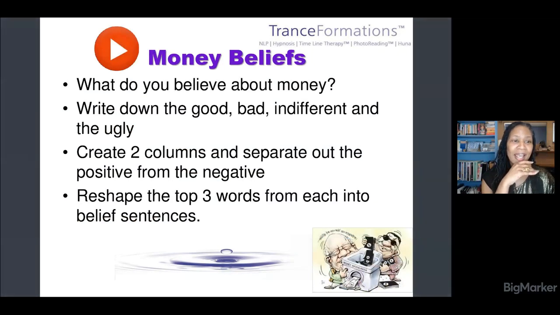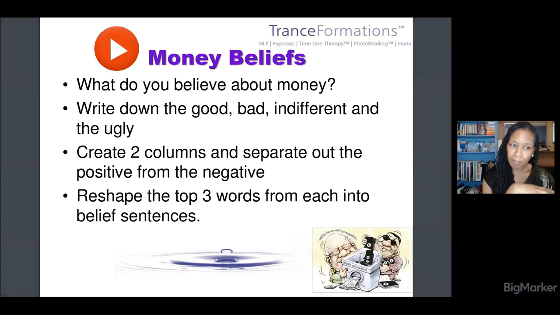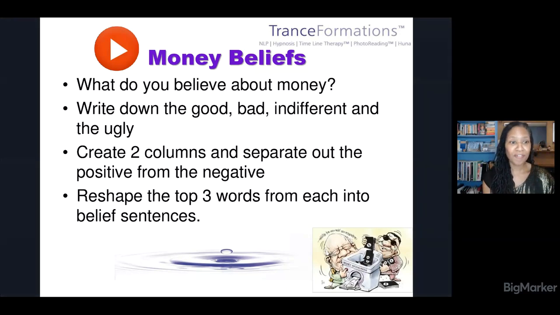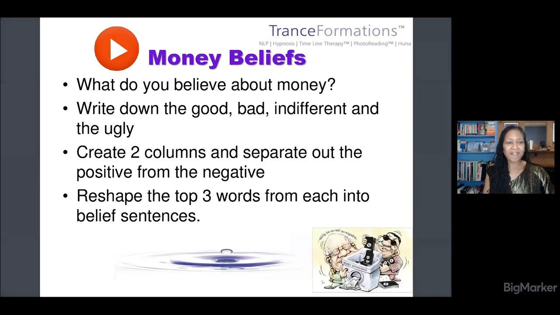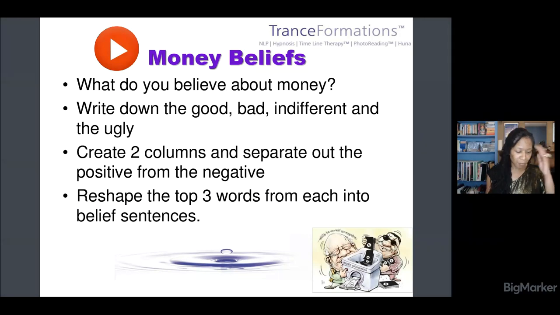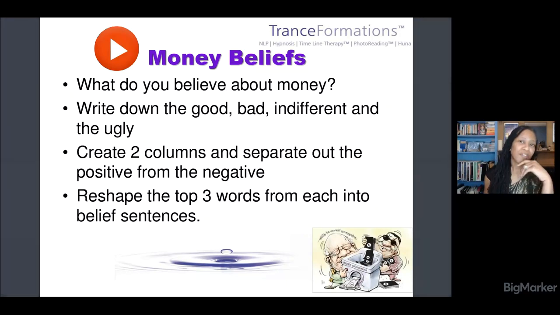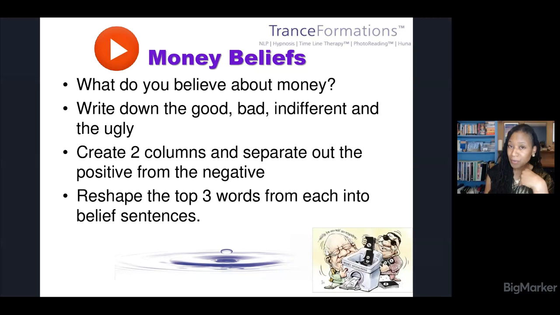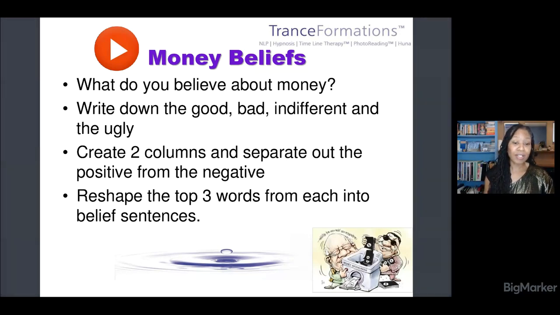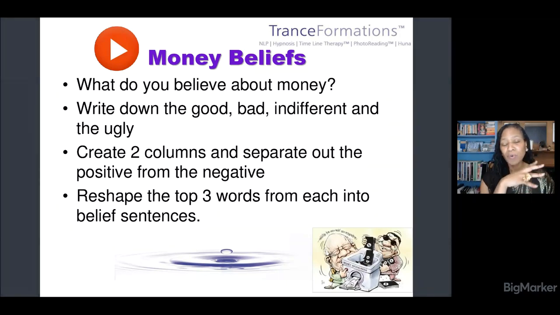And the final thing, a little bit of home play, just for those of you who are joining me for the 10-part series: start looking at your money beliefs. Write down the good, the bad, the ugly, the indifferent. Create 2 columns, positive and negative, and then take the top 3 words and reshape those into belief sentences. I'm going to explain all of this in more detail when we do the program, but this one is a really good start. If you don't know what your money beliefs are, and if you don't know about potentially the limiting money beliefs and the ones that are most key and the most prevalent, this exercise is a really good one to do. So you might want to come back to this recording and do this as a bit of home play before we start the program. So you've got 2-3 weeks to get your head around this before we do the first module.